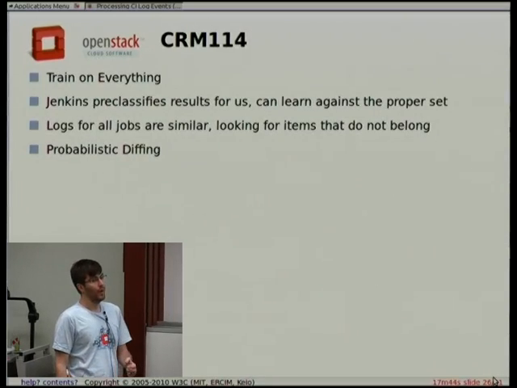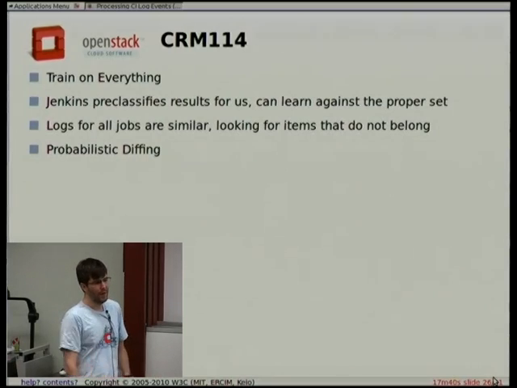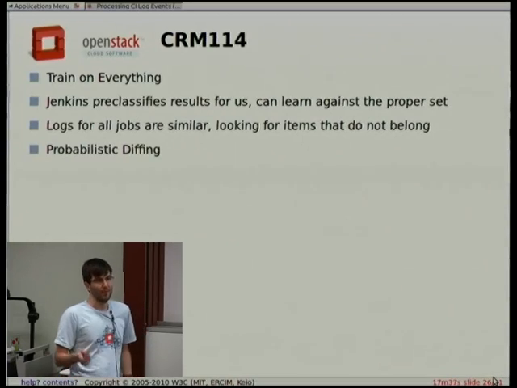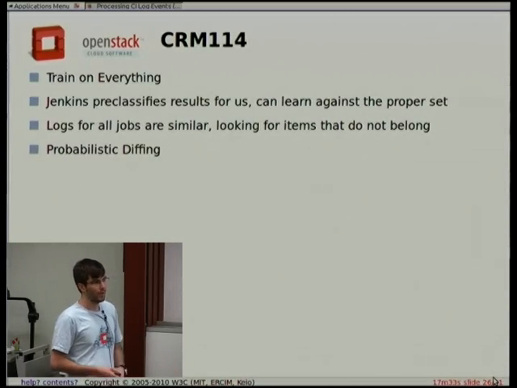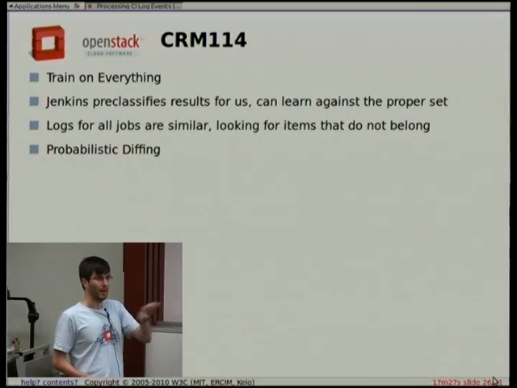Now, you have to train it. It's a machine learning thing. We've decided to go ahead and train it on everything. Jenkins is already pre-classifying whether or not the log data belongs to a success or failure class for us. So we can, without thinking much about it, have CRM 114 train the data in the right class depending on what Jenkins said.